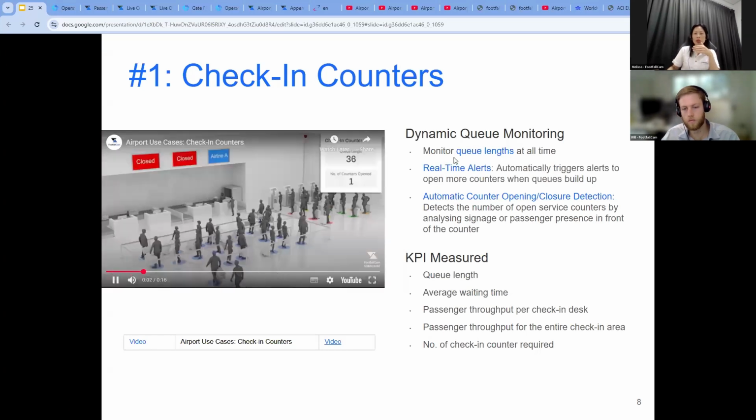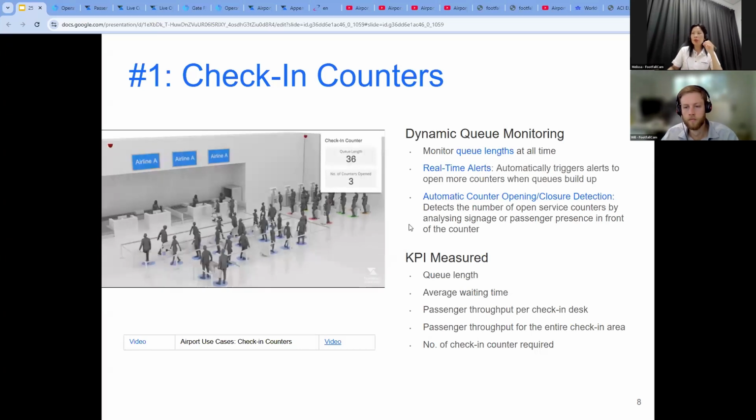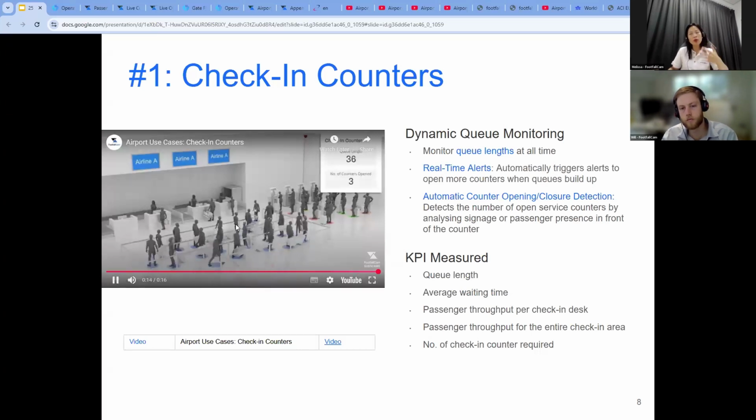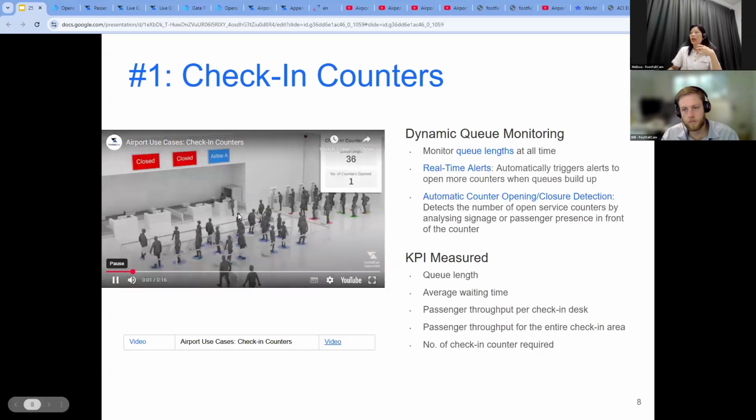So we monitor the queue length at all times, 24/7, and using AI vision, we continuously measure how many passengers are currently queuing, how fast the queue is moving, and how it is evolving over time. And this is done without wearing devices or manual input.